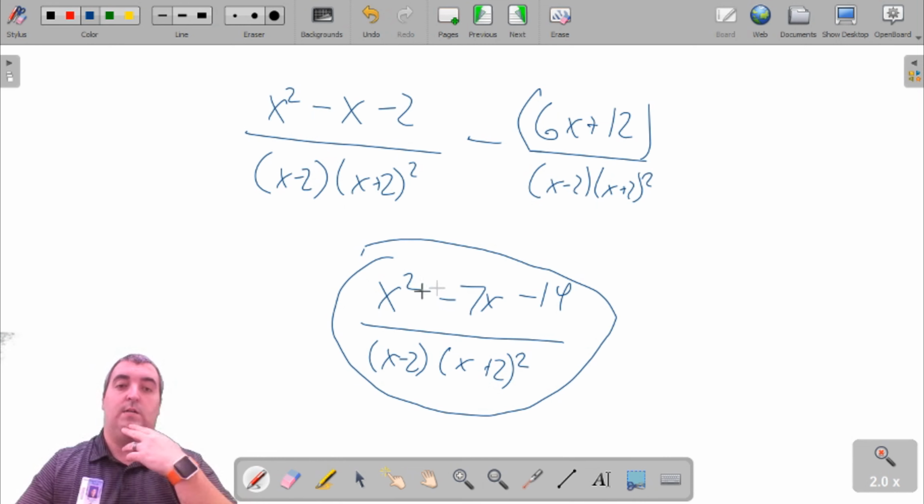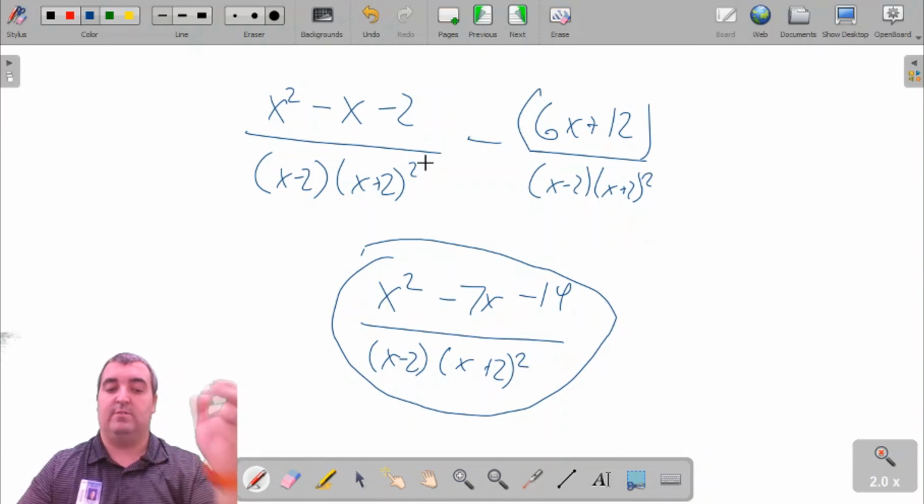Okay. So yeah, if you're adding or subtracting and they don't have the same denominator, multiply to get the same denominator. All right. And then add your numerators.